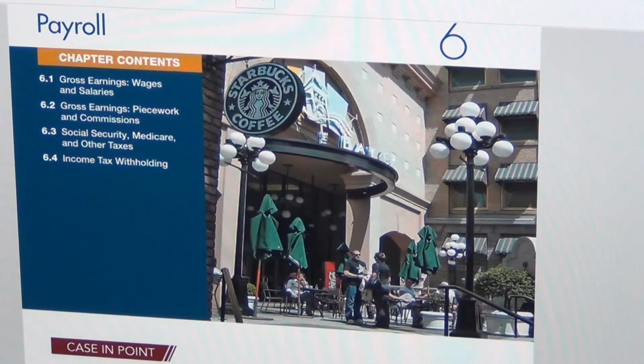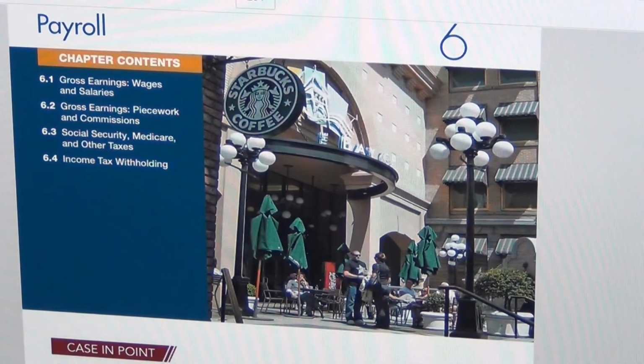Okay, so for payroll, we're going to start learning about gross earnings, wages, and salaries. We're going to talk about piecework and commissions, Social Security and Medicare and other taxes, and income tax withholding.